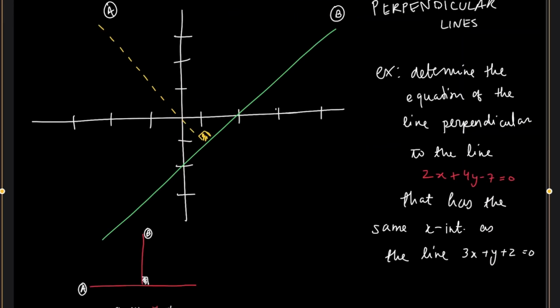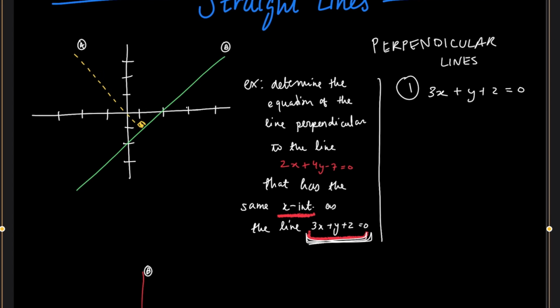So let's look at an example. Let's say we have to determine the equation of the line perpendicular to the line 2x plus 4y minus 7 equals 0 that has the same x-intercept as the line 3x plus y plus 2 is equal to 0. So the first step would be to find the x-intercept because they both have the same one. So if we can find the x-intercept of 3x plus y plus 2, that would be the first step.